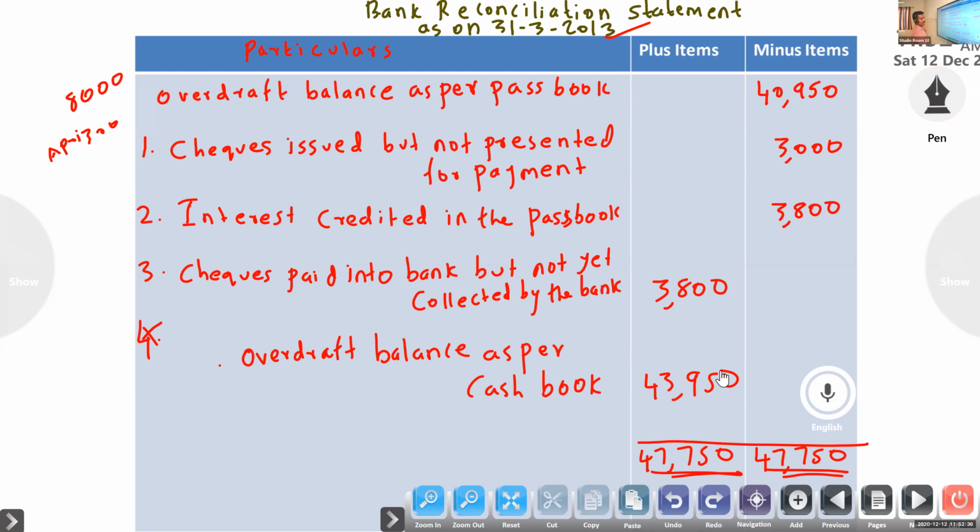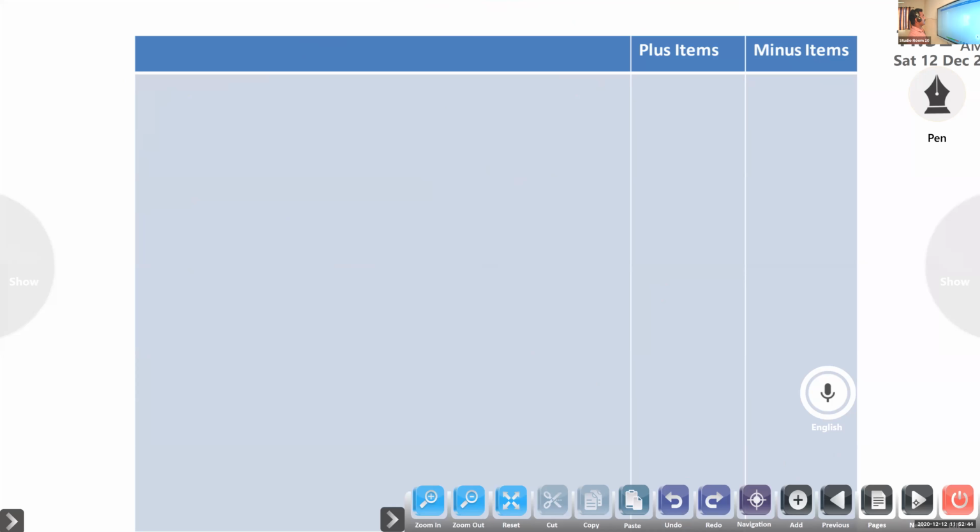Okay. Now the last one. So Silk and Carpet Limited. This is a project only. So suppose the cash book balance is also given, and the passbook balance is also given. Then what will we do? So you look at question number one.